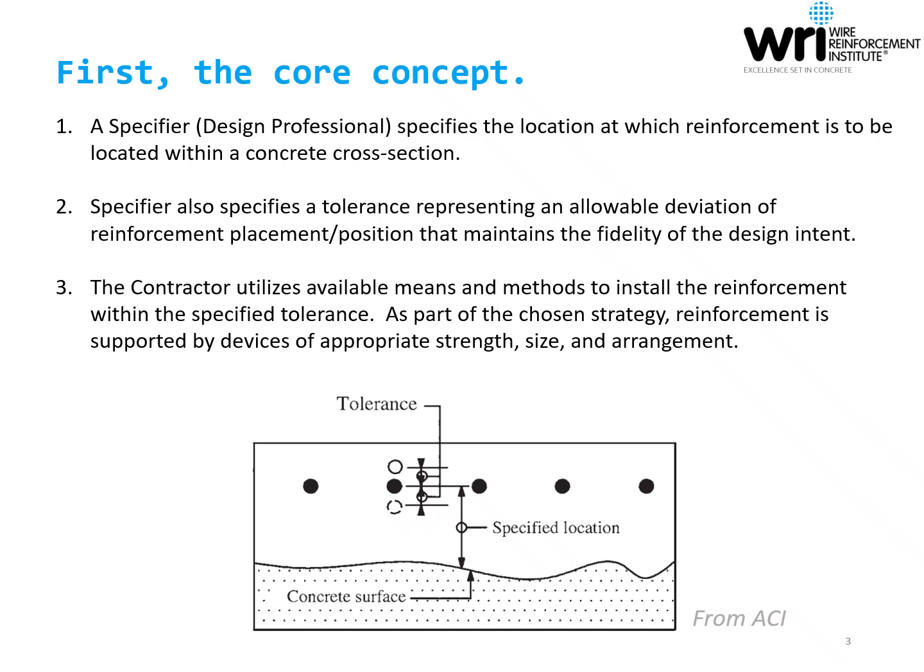The core concept of reinforcement support is fairly intuitive. First, the design professional specifies the location at which reinforcement is to be located within a concrete cross-section. The specifier is also responsible for defining a tolerance that represents an allowable deviation of the reinforcement's placement that still maintains the fidelity of the design intent. From there, the installing contractor utilizes available means and methods to install the reinforcement within the specified tolerance. As part of their chosen strategy, reinforcement is supported by devices of appropriate strength, size, and arrangement.